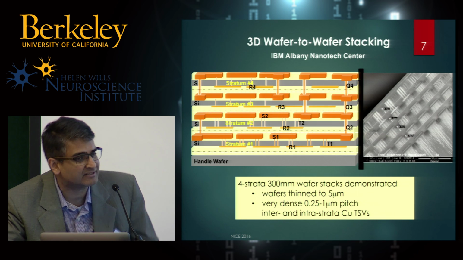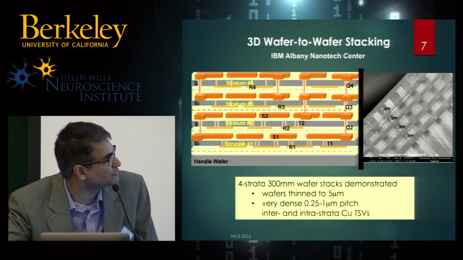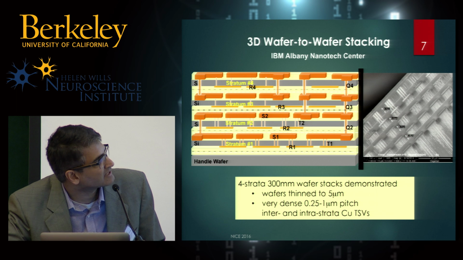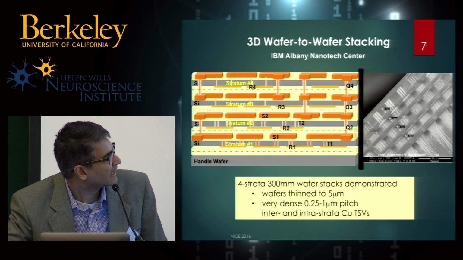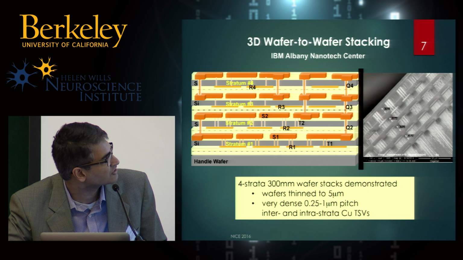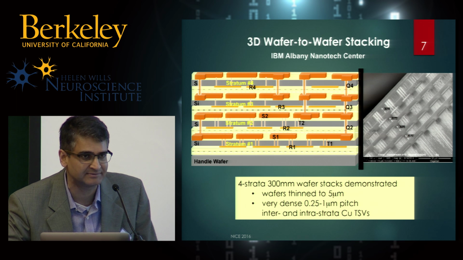Just to show you that that's not just a cartoon, we are actually doing this at the IBM Albany Nanotech Center. Here's an example of 4 strata. In this case, we have bonded together 300 millimeter wafers. The wafers have been thinned to 5 microns. And we have 2 kinds of TSVs in this picture, those that are within a stratum and those that connect from one stratum to another. And we get very dense pitches in the range of 1/4 to 1 micron for inter- and intrastrata copper TSVs.